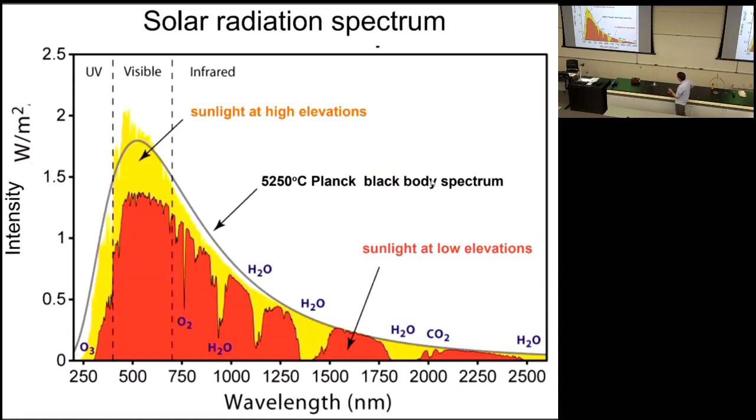So you see holes cut in the black body spectrum of the sun. You see some holes due to water vapor here. You see holes due to carbon dioxide over here. That's where the water vapor and the carbon dioxide are absorbing the solar radiation at those wavelengths as it tries to pass through the atmosphere.